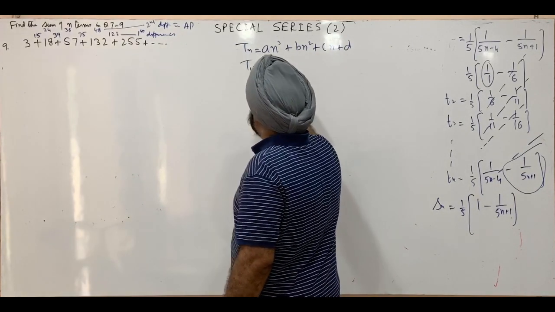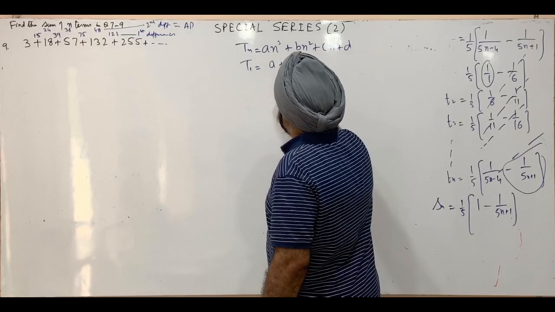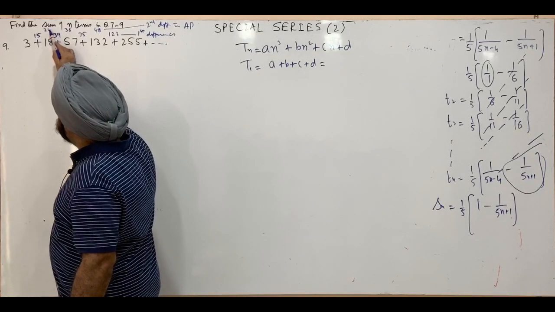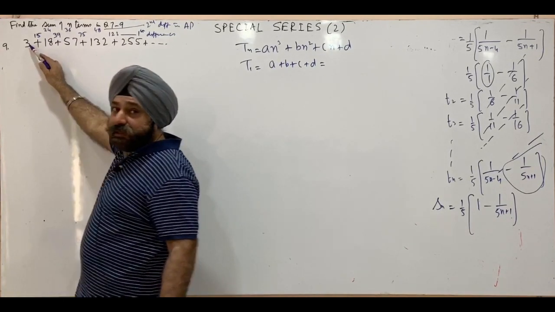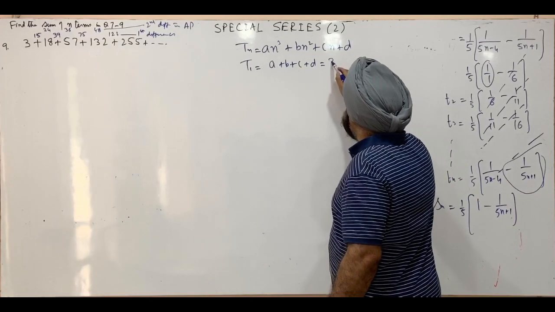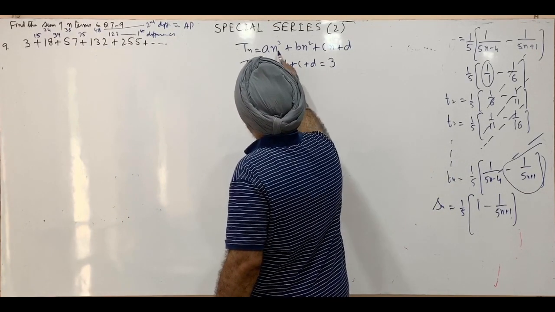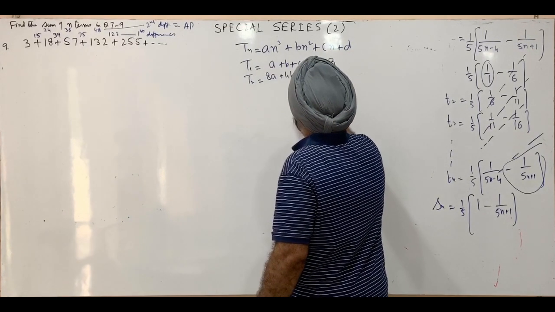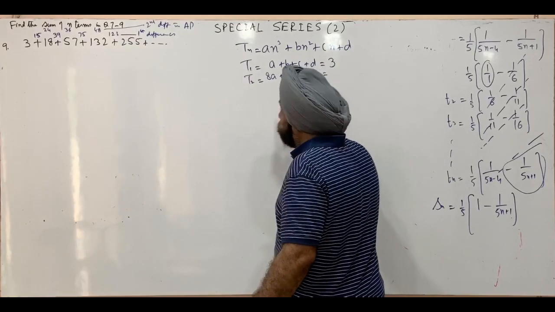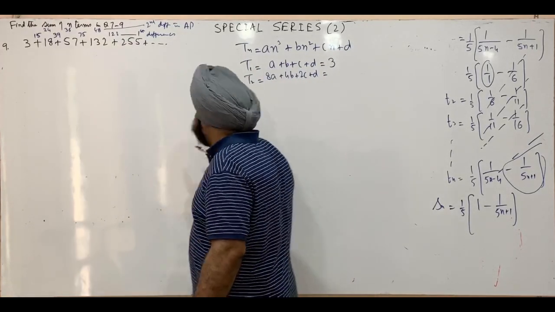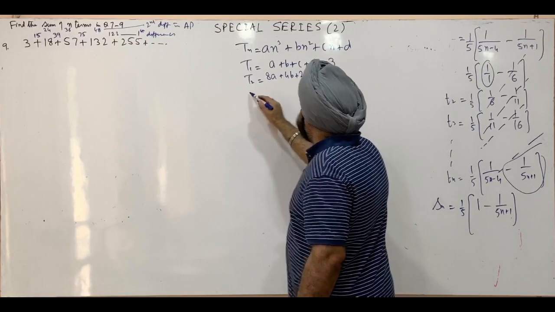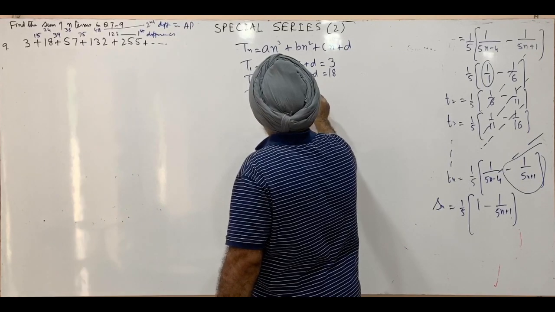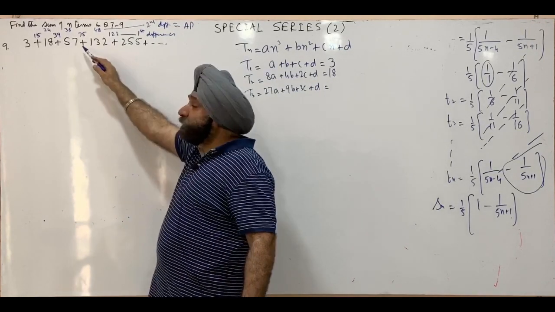The first term of the series, we put n is equal to 1, it's a plus b plus c plus d, and the first term of the series is 3. We write this is equal to 3. Second term, put n is equal to 2. This is 8a plus 4b plus 2c and plus d. The second term of the series is 18. So we write this is equal to 18. The third term, that's 27a plus 9b plus 3c plus d. The third term of the series is 57.